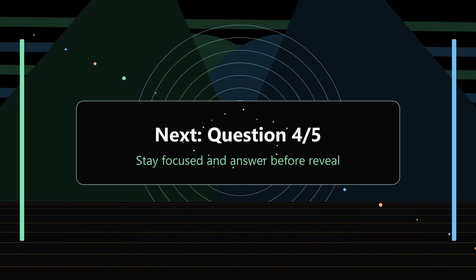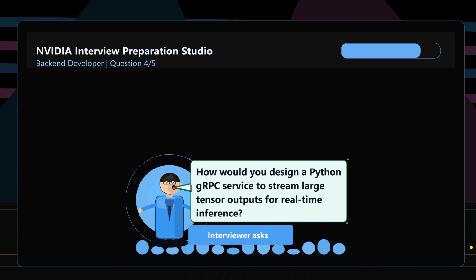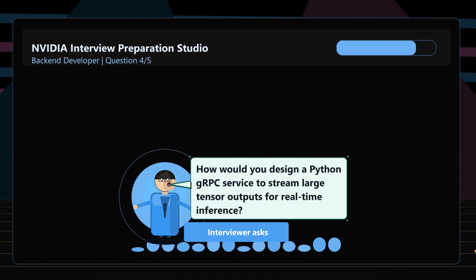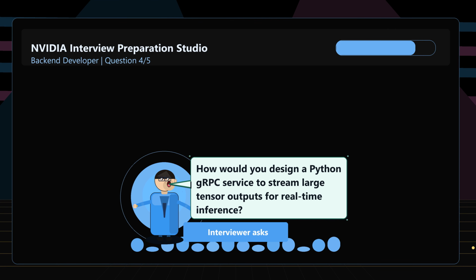Can you explain how to build a Python-based gRPC service that streams large tensor outputs efficiently for real-time inference workloads?